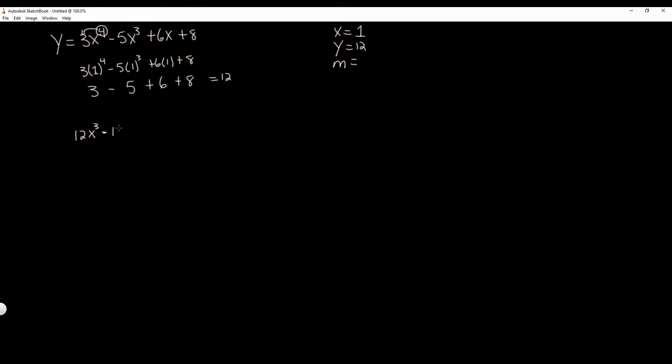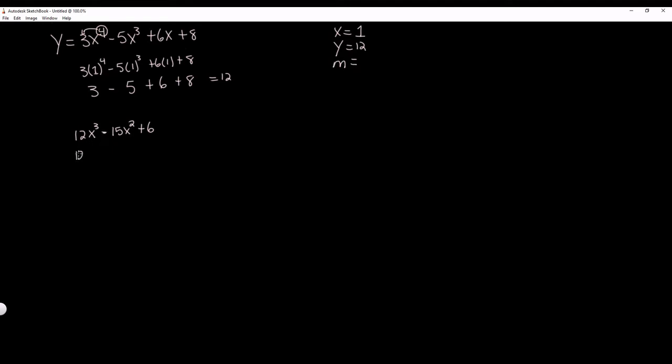So this is going to be 15x squared plus the derivative of 6x is just 6, and then the derivative of 8 is just 0, so we don't need to write it. Now that we have our derivative, we can plug in x to find our slope.